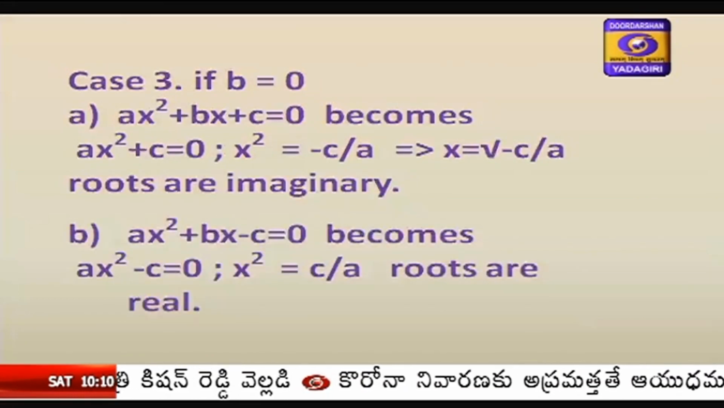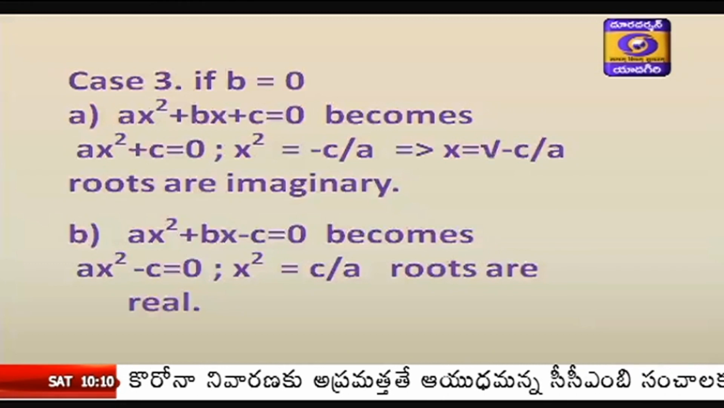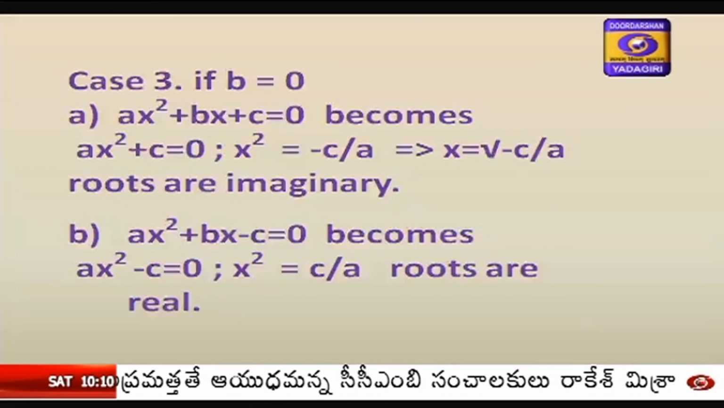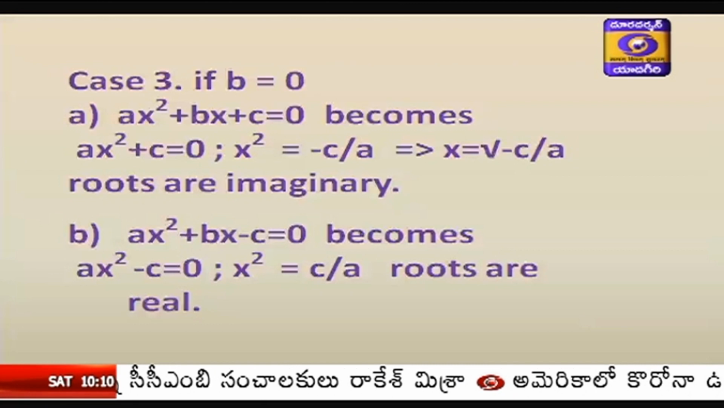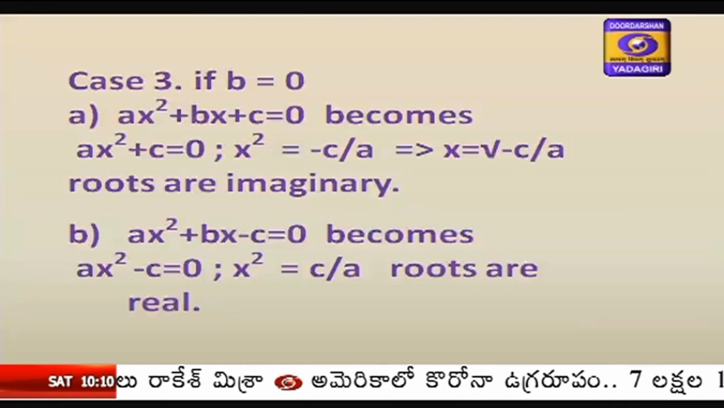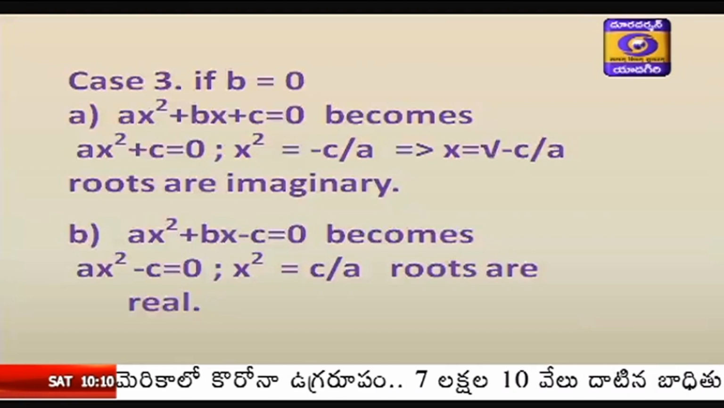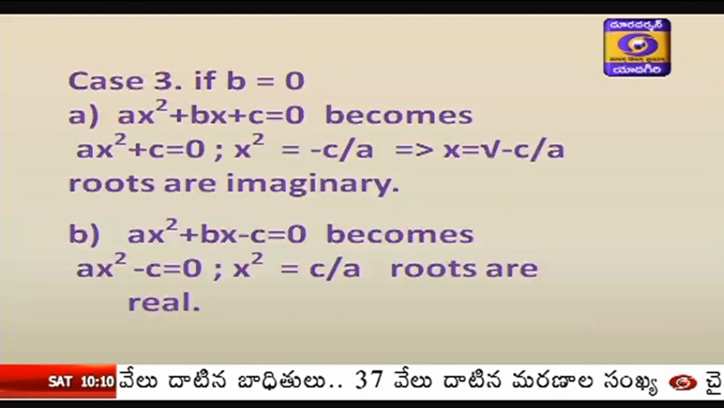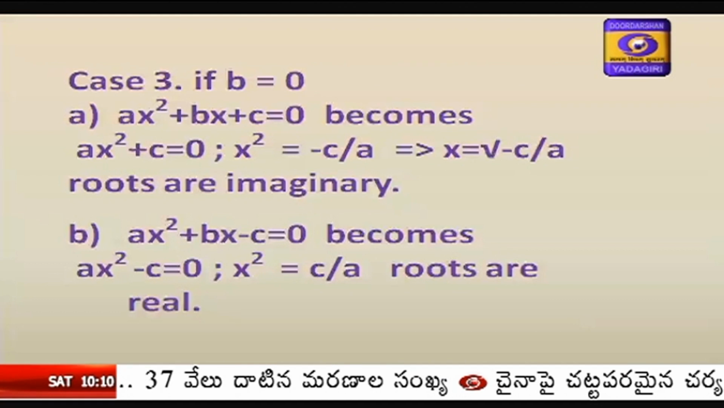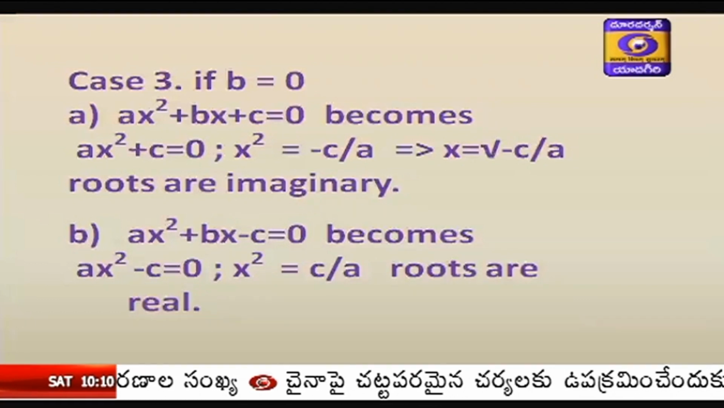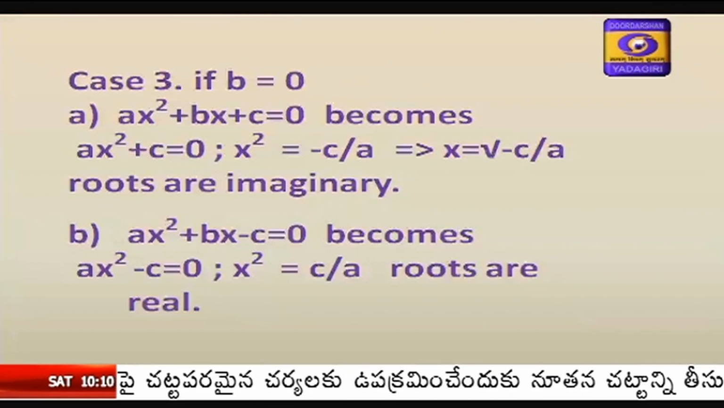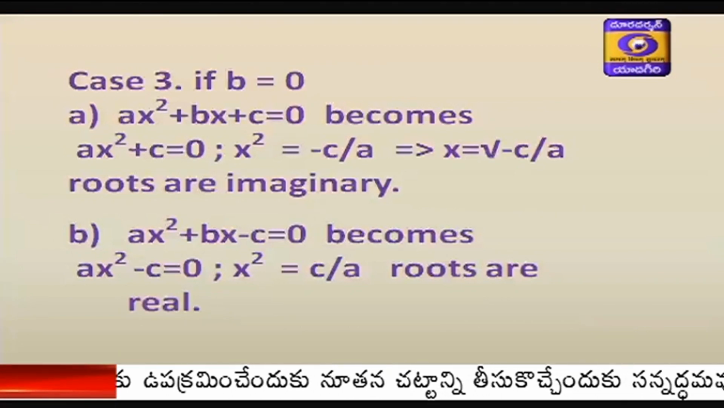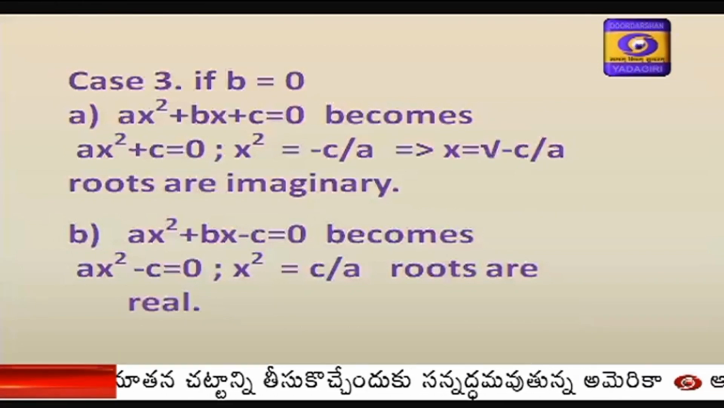If ax square plus bx minus c equals 0, when b equals 0, it becomes ax square minus c equals 0, then x square equals c by a. If the roots are real, then the quadratic equation exists. Then we will consider the different methods to solve the quadratic equation.